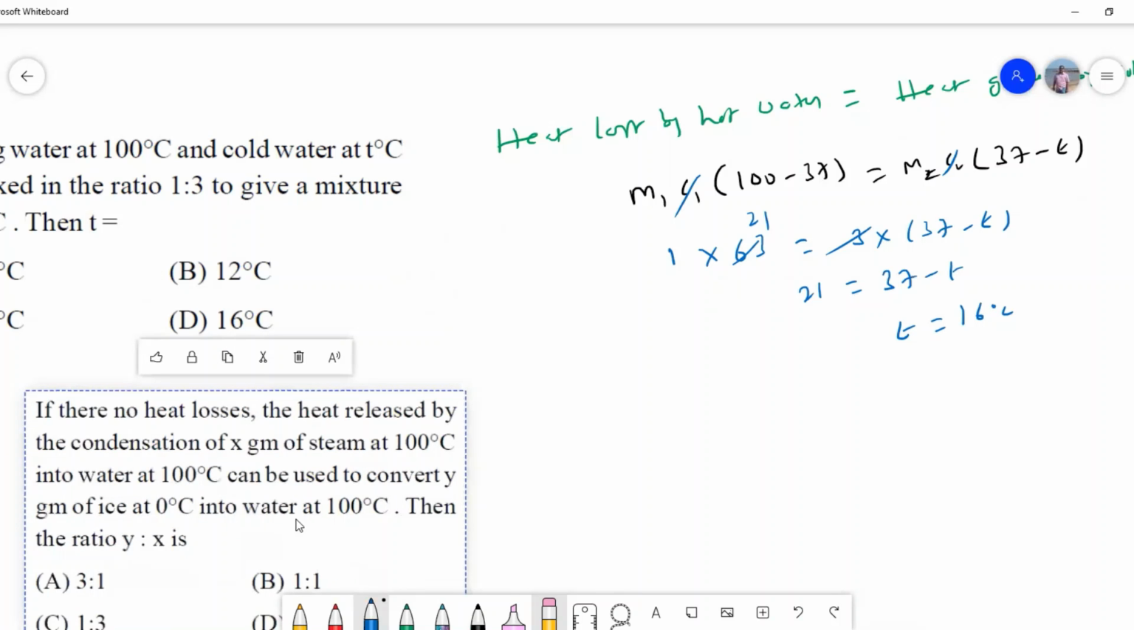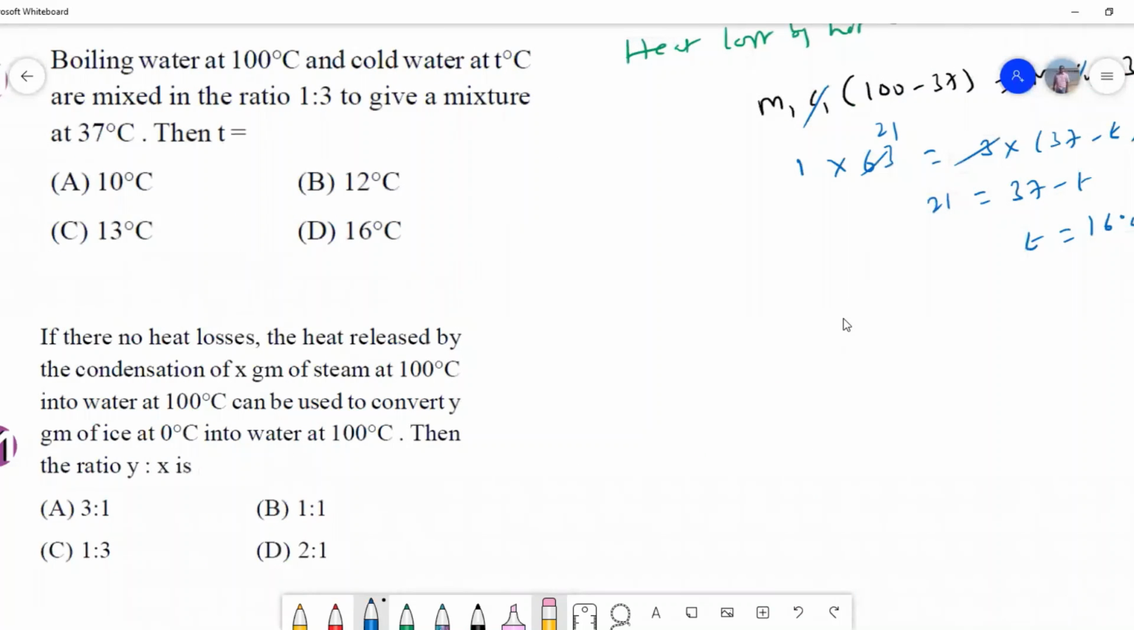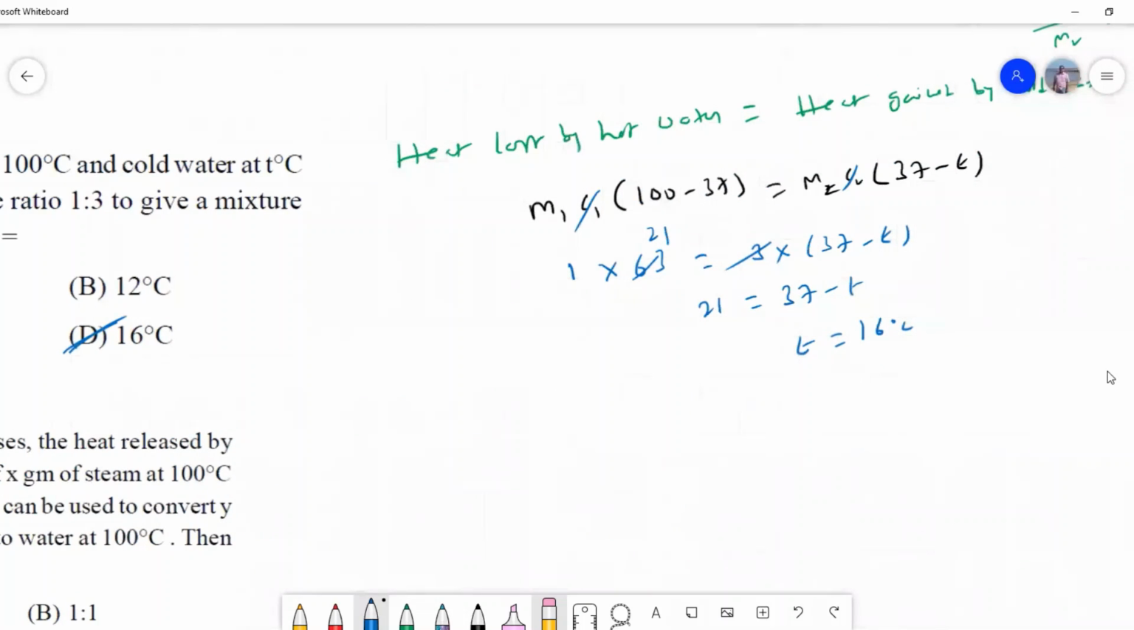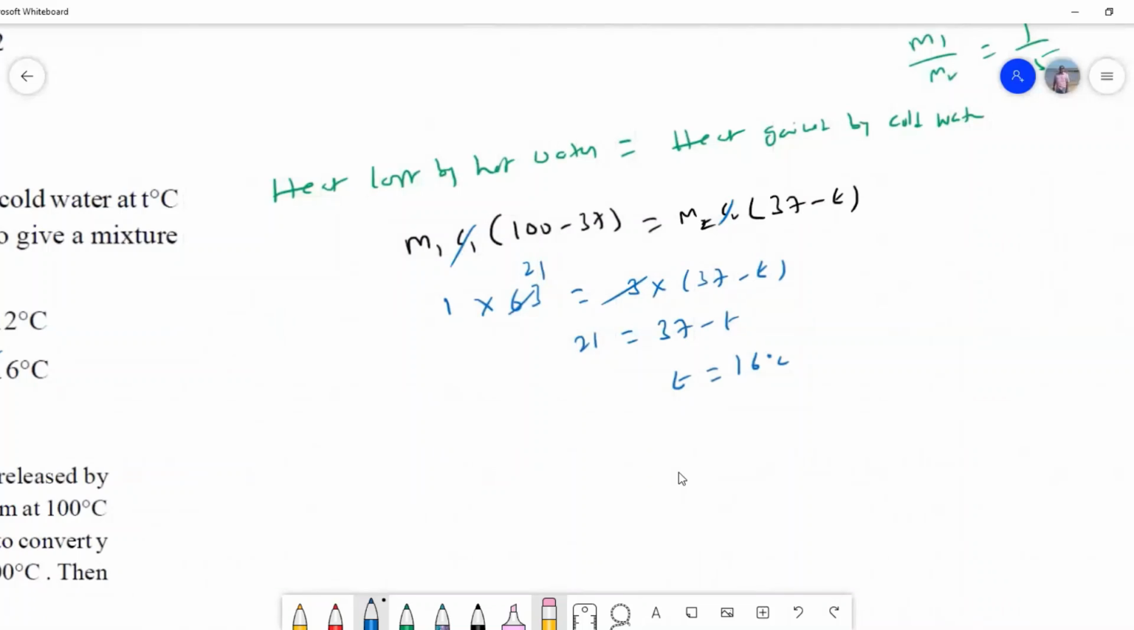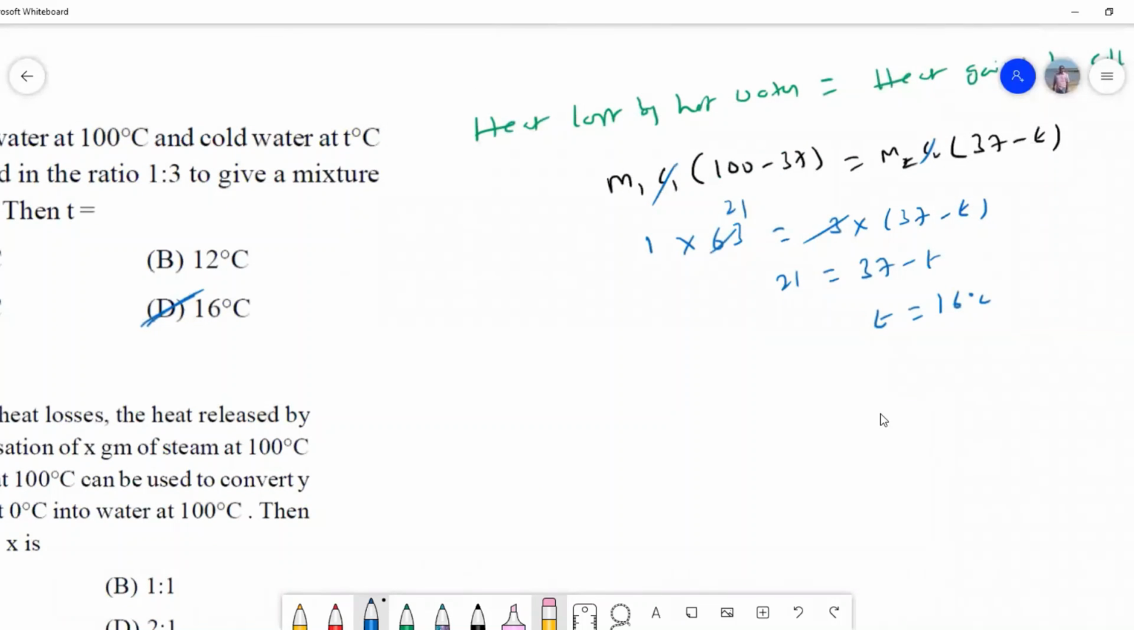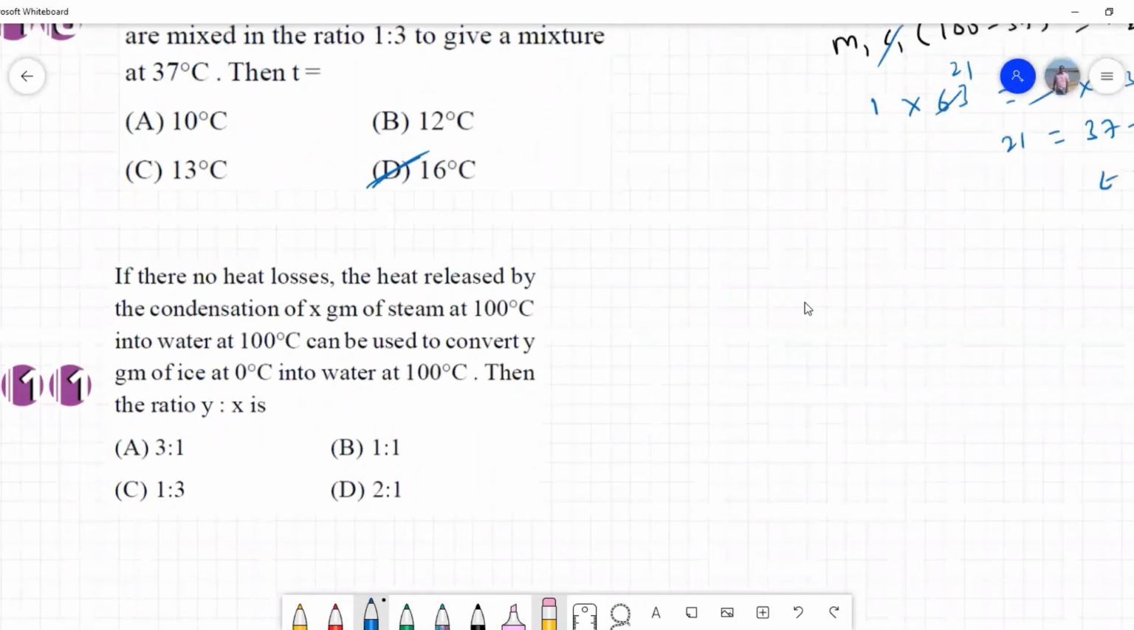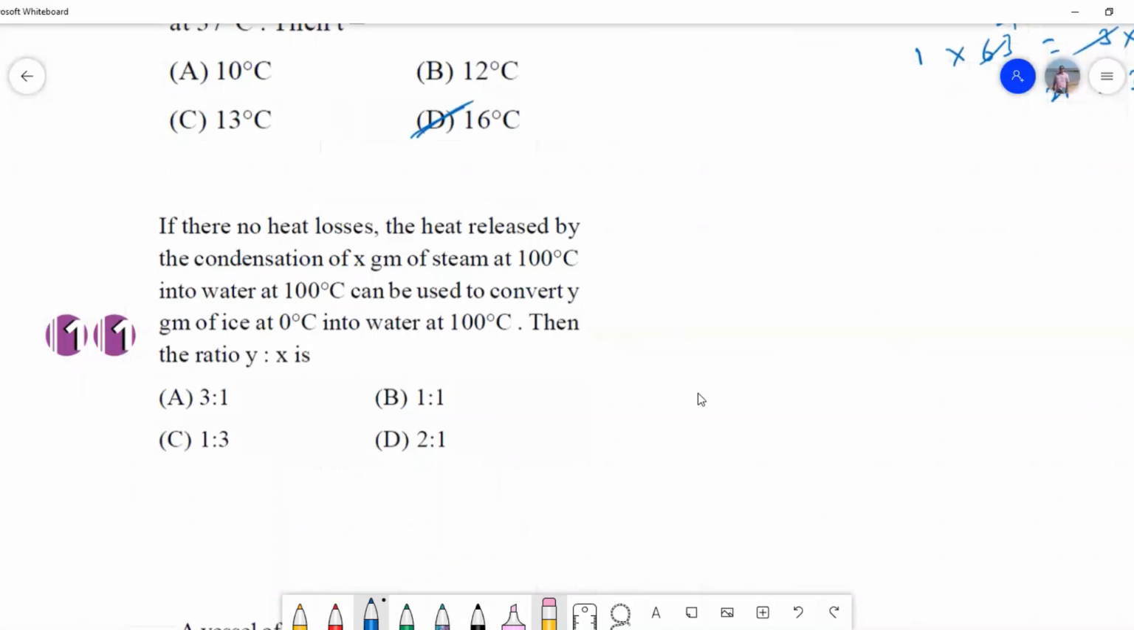The option number D is the answer. The answer is option number D. So 16 degrees centigrade is the right answer. So again, here all the problems in calorimetry can be solved by heat equating. Heat loss is equal to heat gain. Now let's move on to problem number 11.